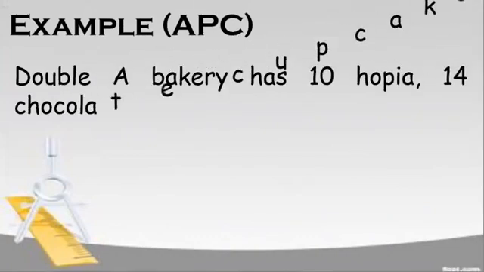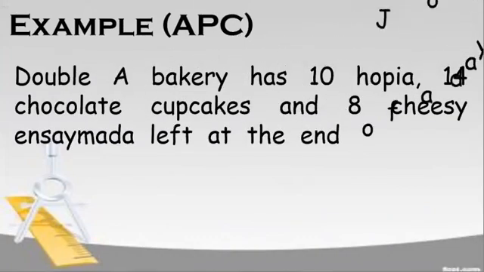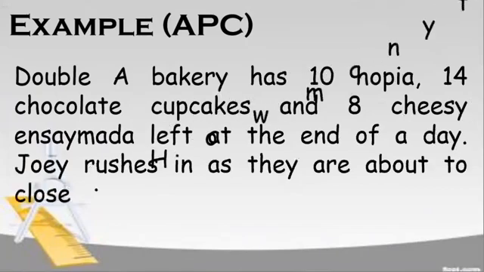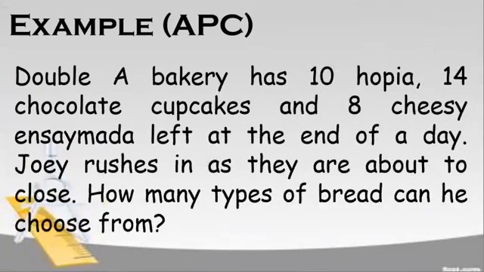So this is the problem. Let me read it first. So Double A Bakery has 10 hopya, 14 chocolate cupcakes, and 8 cheese ensaymada left at the end of a day. So Joey rushes in as they are about to close. So how many types of bread can he choose from?